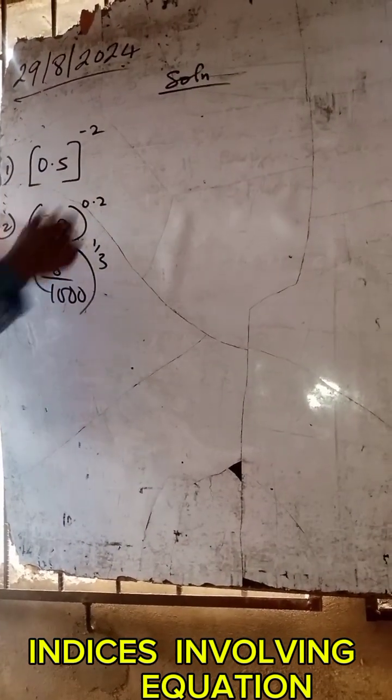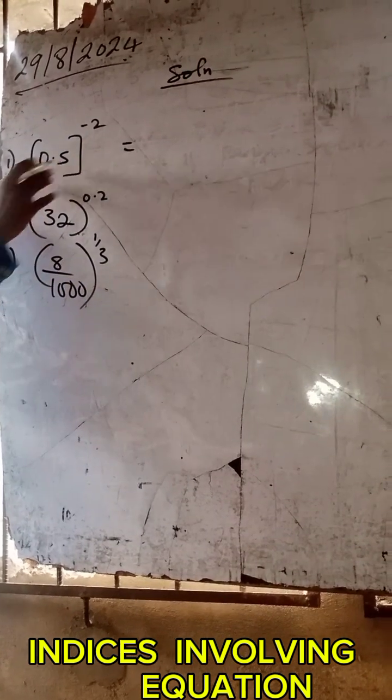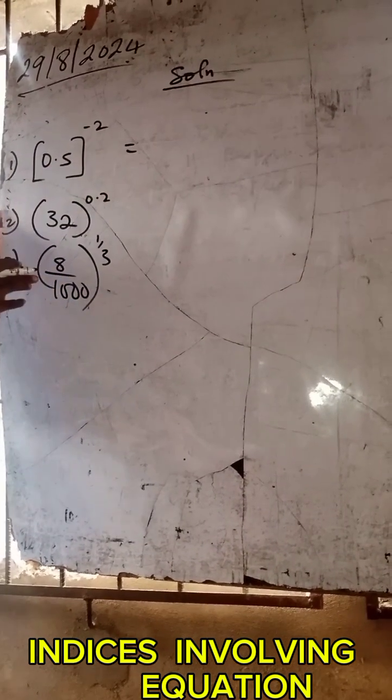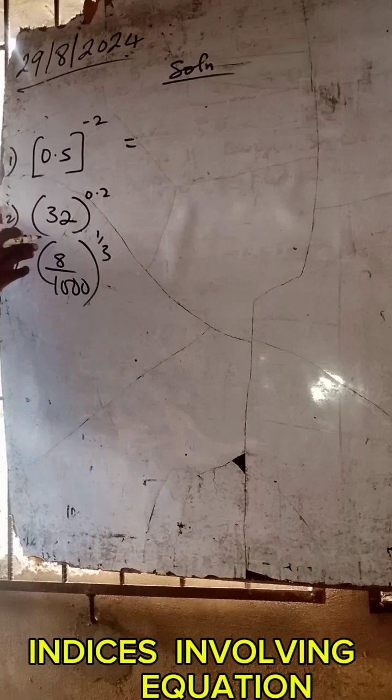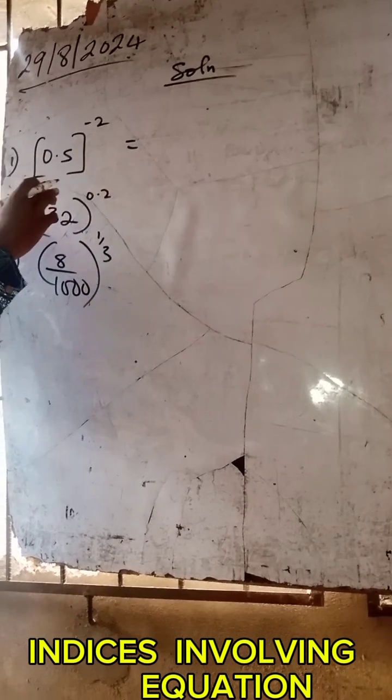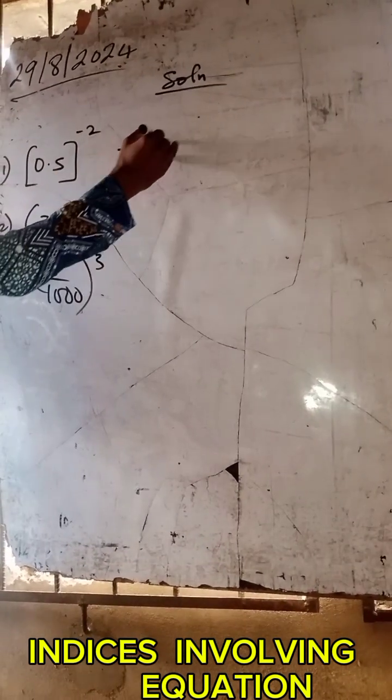Let's look at question number 1. If you look carefully, 0.5, you can quickly turn 0.5 to a fraction. Like I said, 0.5, what do you do? This is the same thing as 5.